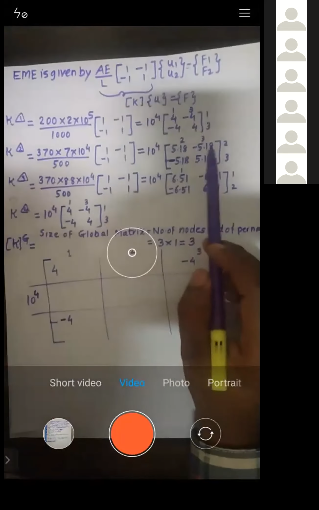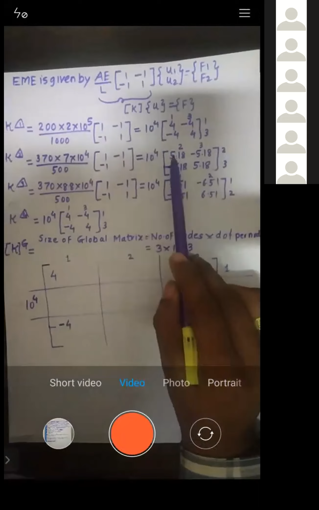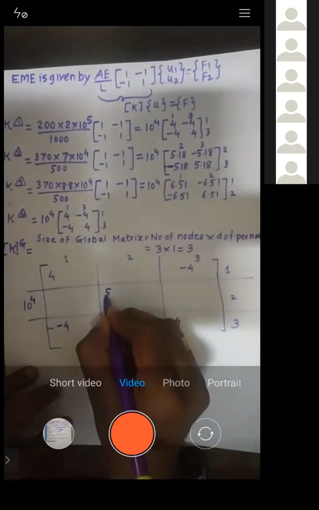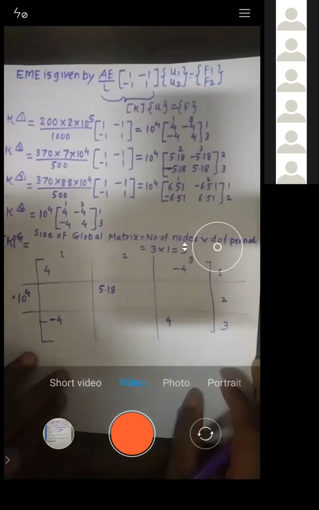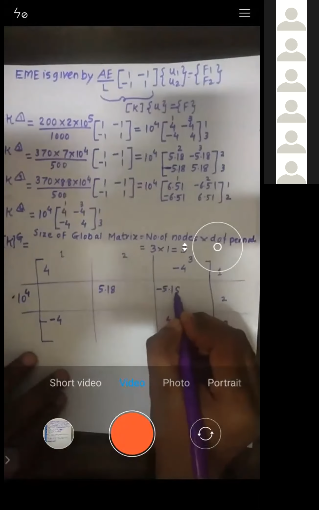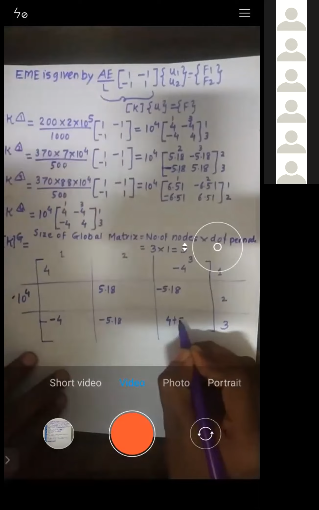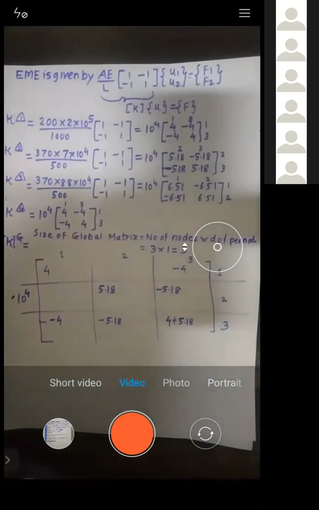Next, start with 2, 3, 2, 3. See, it is simple, a straightforward matrix. Just get the starting point. The starting point will be 2, 2, right? So at 2, 2 you put 5.18. Beside that you get -5.18, again here -5.18, and here +5.18. So 5.18, -5.18, -5.18 and 5.18. Clear? So this is about 2, 3, 2, 3.